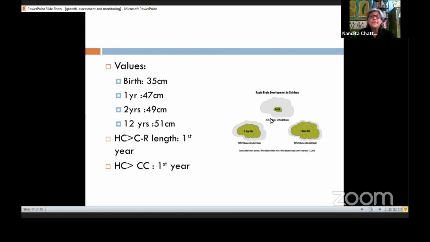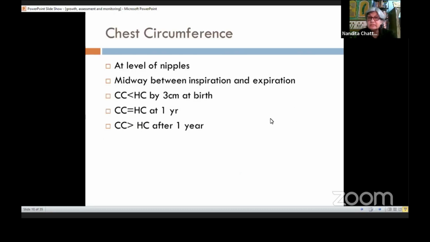Let us see. So chest circumference, how do we do that? We measure the circumference at the nipple line. And what is peculiar about chest circumference and head circumference is that at birth, the head circumference is more than the chest circumference, and the difference is about 3 centimeters. The two measurements become equal at 1 year. And after 1 year, chest circumference definitely is more than the head circumference.